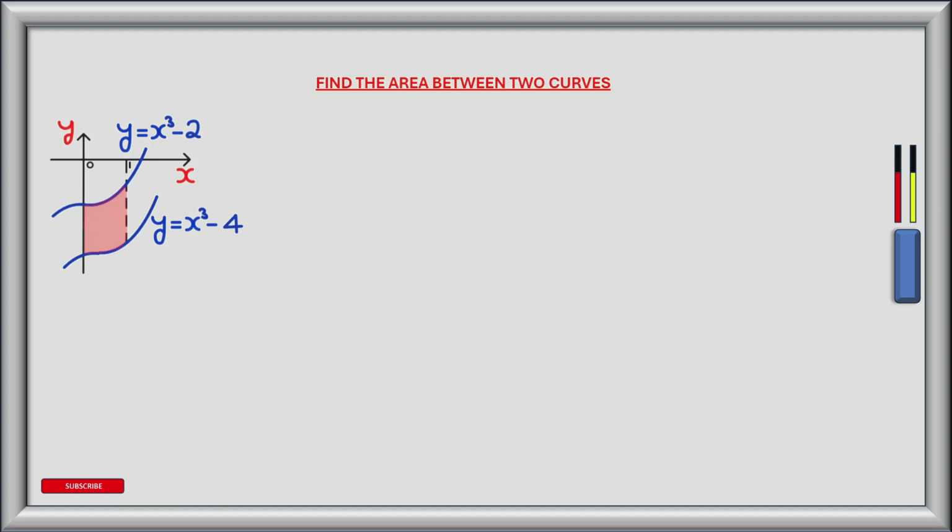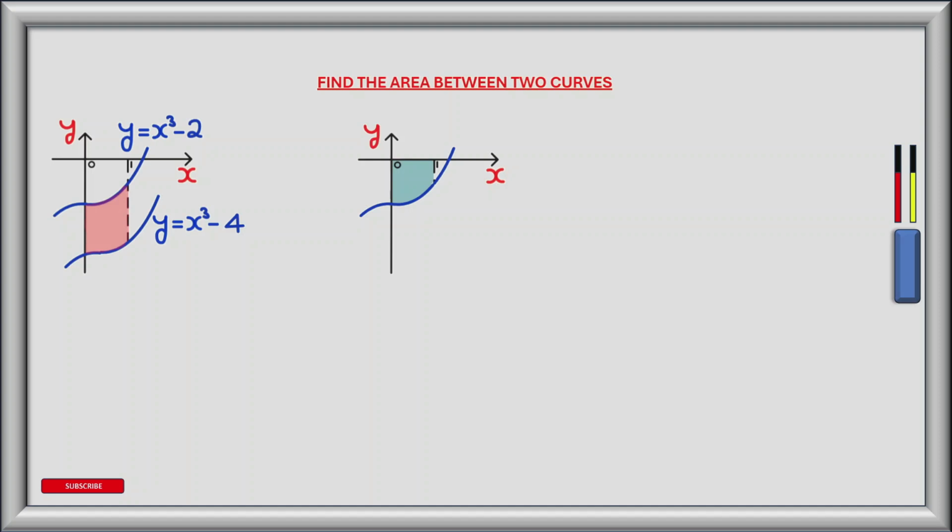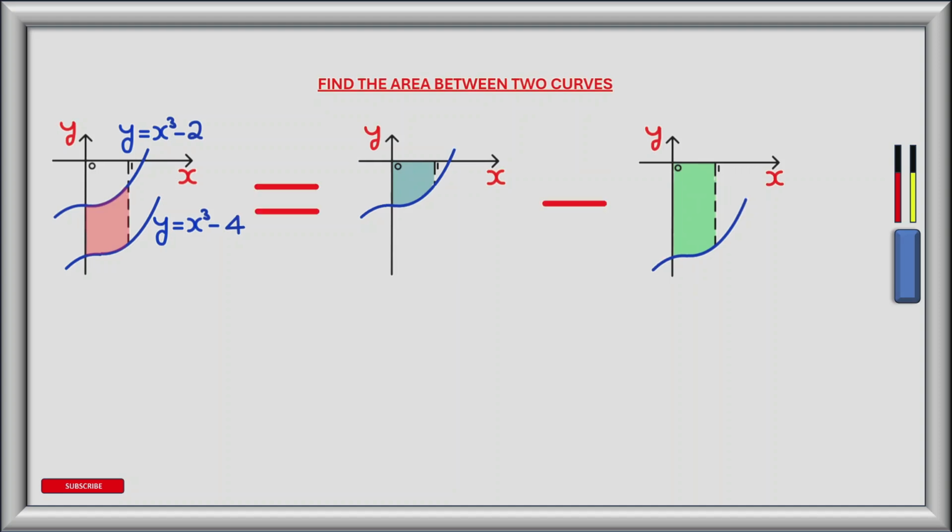Let's now look at each of the curves between the interval of x equals 0 and x equals 1. So for y equals x cubed minus 2, the area between the interval and under the curve is shown by the blue shaded region. And for y equals x cubed minus 4, the area between the interval and under the curve is shown by the green shaded region. If we now subtract the green shaded region from the blue shaded region, we find the area between the curves shown in red. I can now hear you scream, "How can this possibly be true, John?"